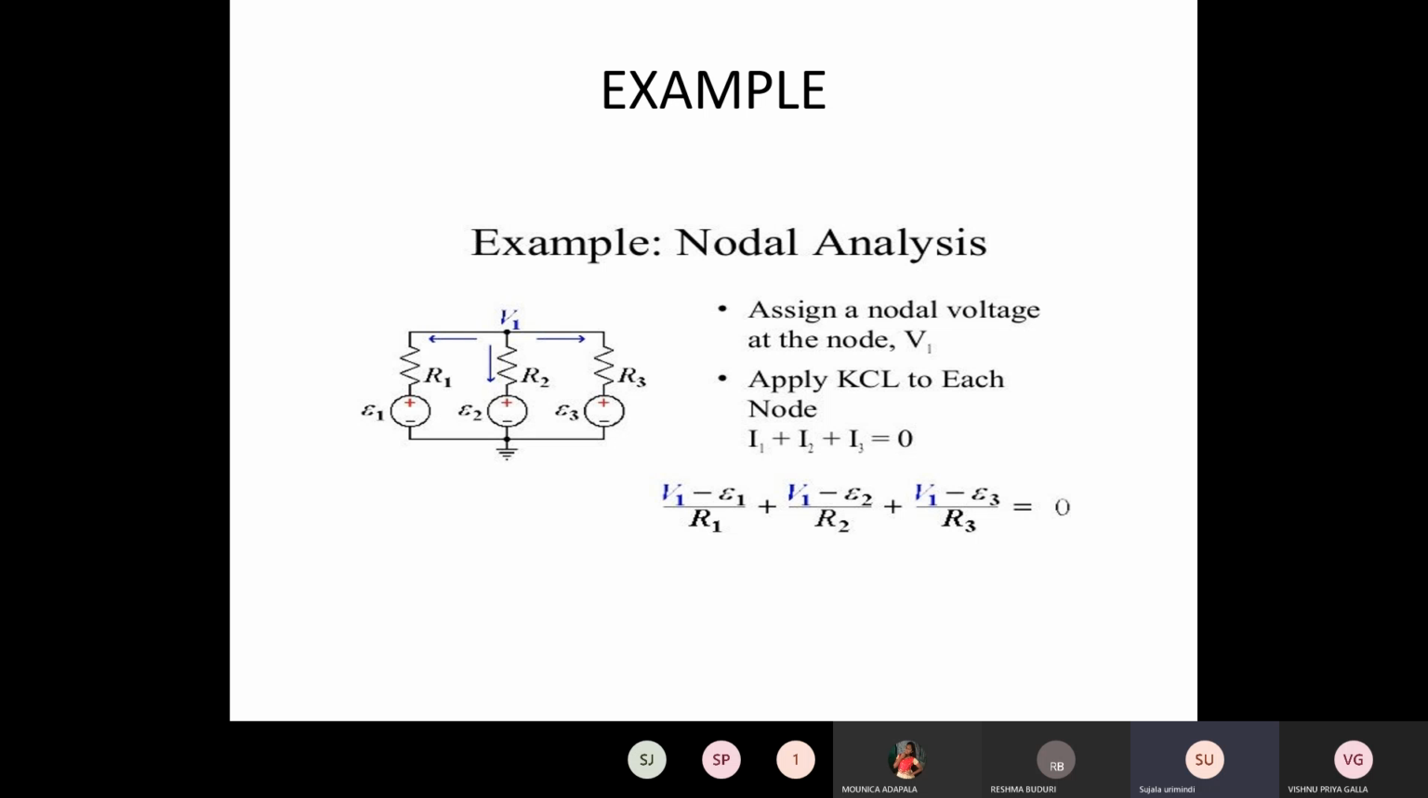So when you write the equation for KVL, the algebraic sum of the voltages is equal to 0, and for that, V is equal to I into R. We write the equation for KCL, the algebraic sum of the currents is equal to 0, so I is equal to V by R. This is today's class session.